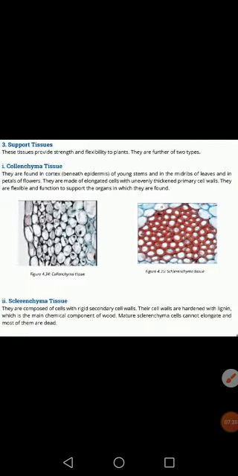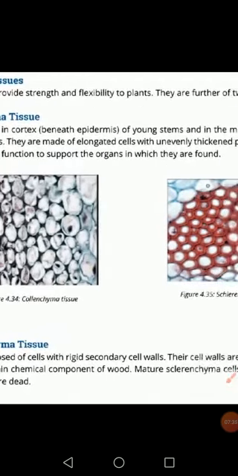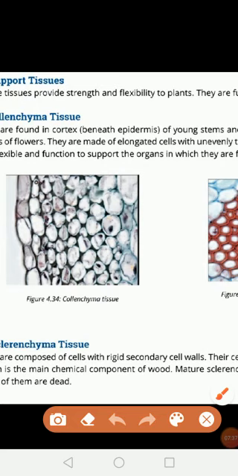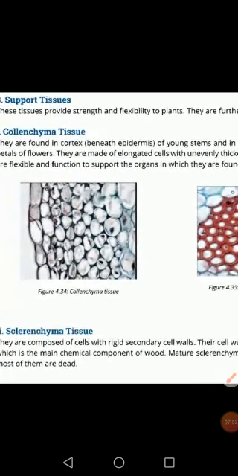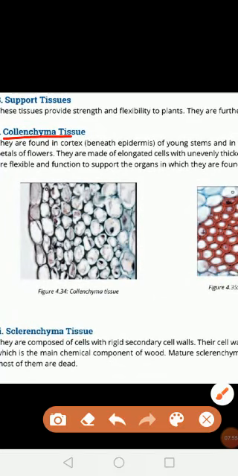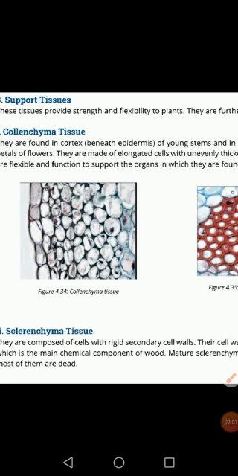Okay, and the last and third type of permanent tissue is the supporting tissue. Supporting tissues basically provide strength and flexibility to the plants where they are present. They are further divided into two types: collenchyma tissues and sclerenchyma tissues. So these are the two types of supporting tissues: collenchyma tissues and sclerenchyma tissues. The first type is collenchyma tissues.